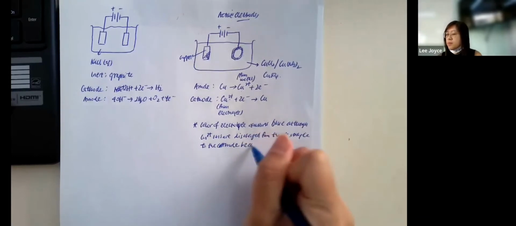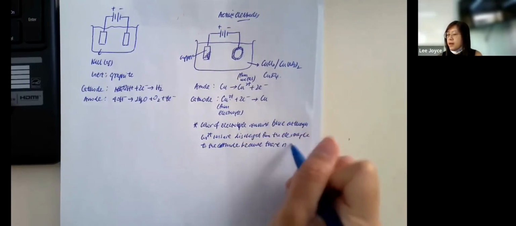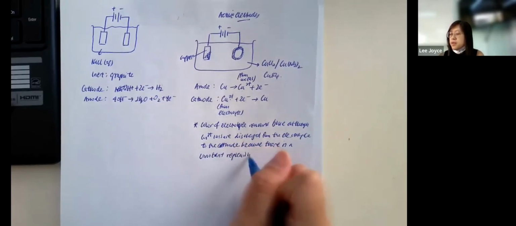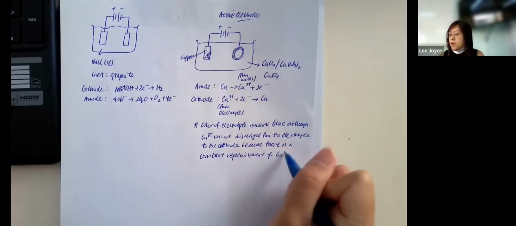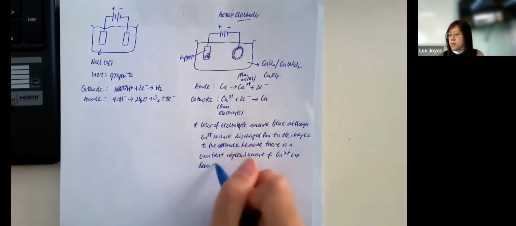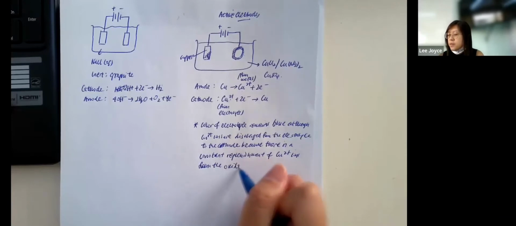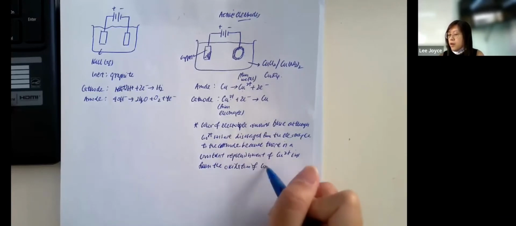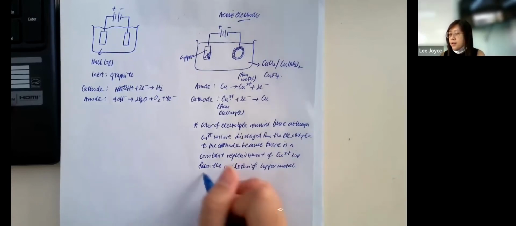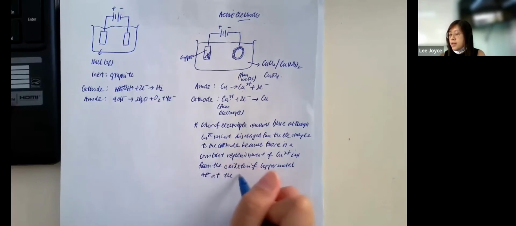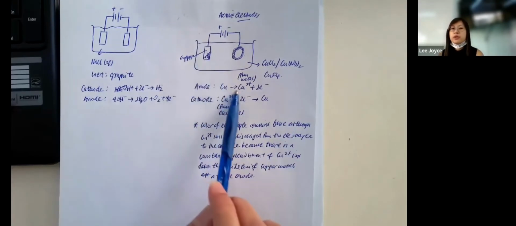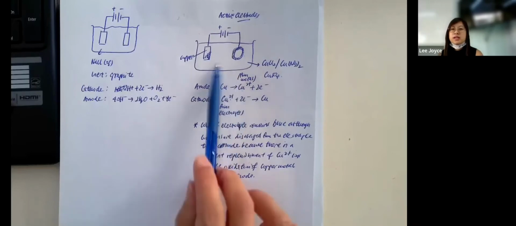Because there is a constant replenishment of Cu2+ ions from the oxidation of the copper metal at the anode. The copper metal will get oxidized and keep producing Cu2+ ions to the solution.